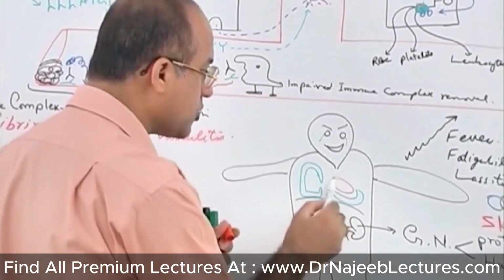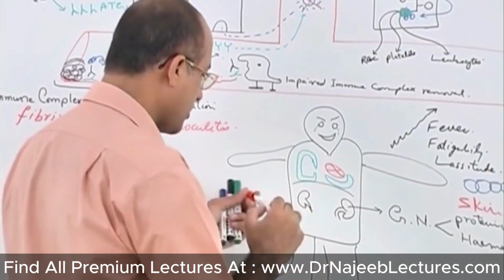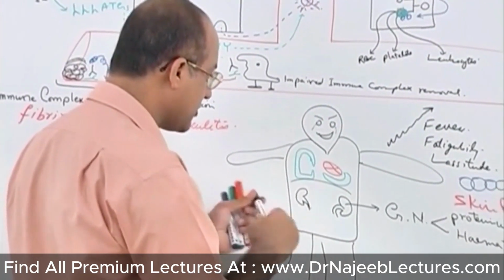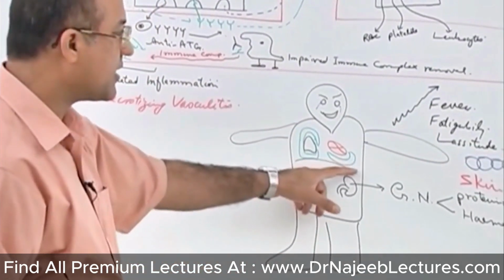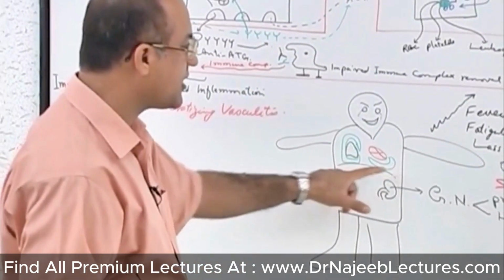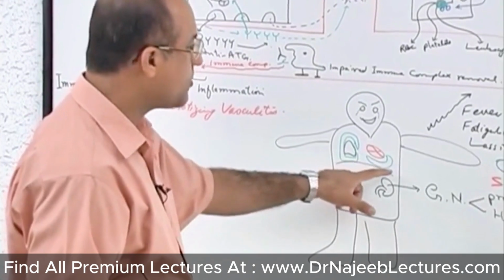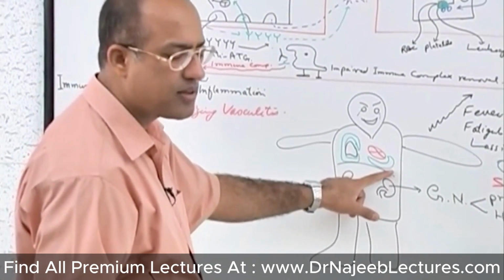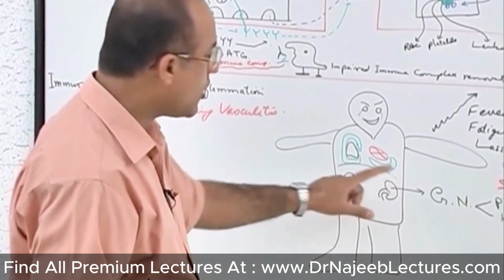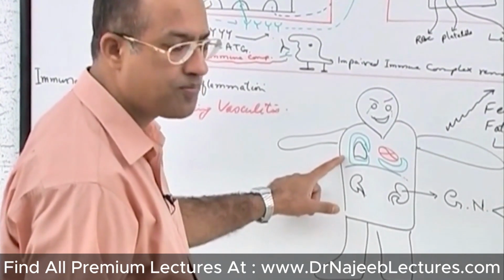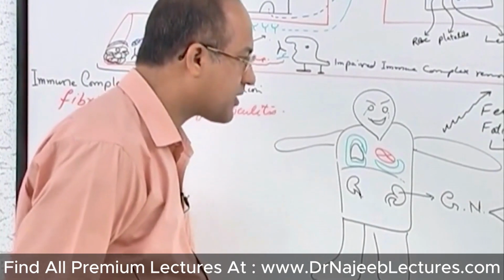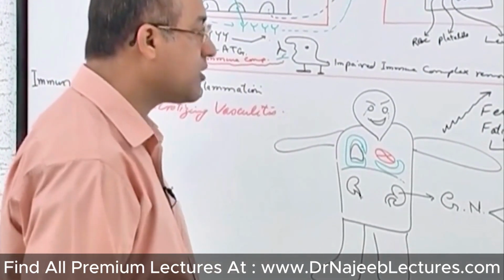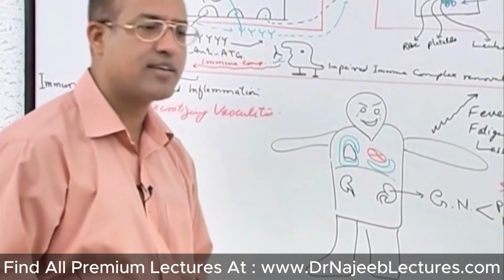And that may produce, because antigen-antibody complexes, or immune complexes, love to deposit in the pericardial lining or pleural lining. So the patient may develop chest pain due to pericarditis, or chest pain due to pleuritis. So the patient develops chest pain, and the patient develops glomerulonephritis.